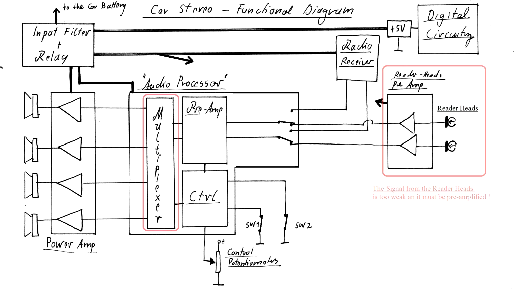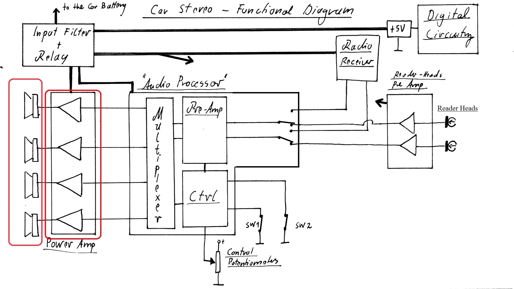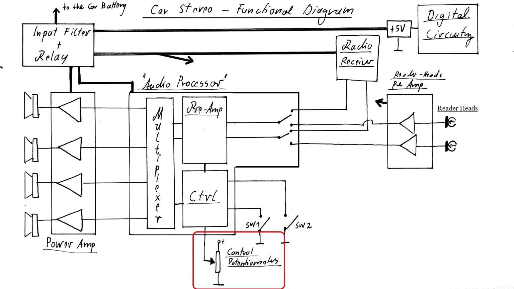A multiplexer and preamplifier circuit inside the audio processor chip allow that the input signals from one of the two sources can be applied to the input of the power amp, which finally drives the loudspeakers. The volume, tone, and balance control potentiometers are connected to the control circuitry inside the audio processor.